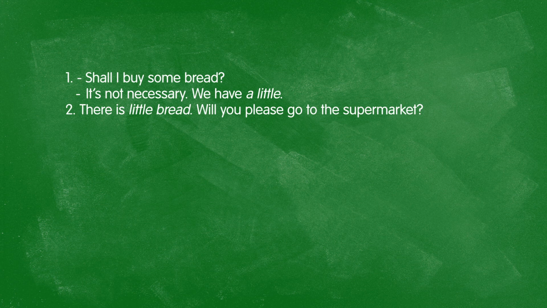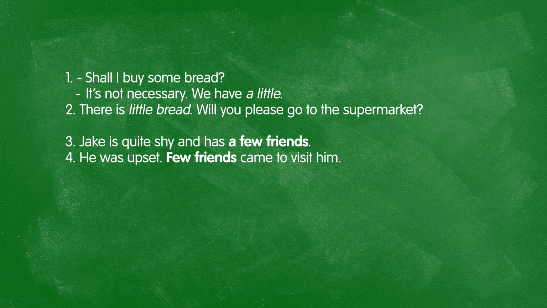Now, in the next example, Jake is quite shy and has a few friends. Here, I'm saying that he has some, a small amount of, but if I say he was upset, few friends came to visit him, I'm saying that it's too few, not enough, not many, really almost no one came to visit him. Let's look at a few more examples.